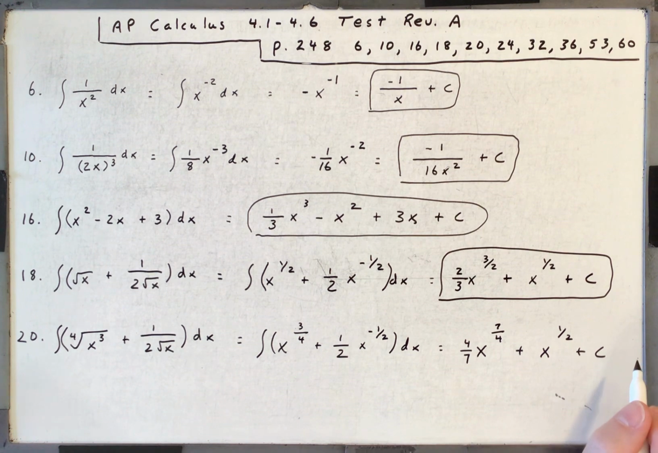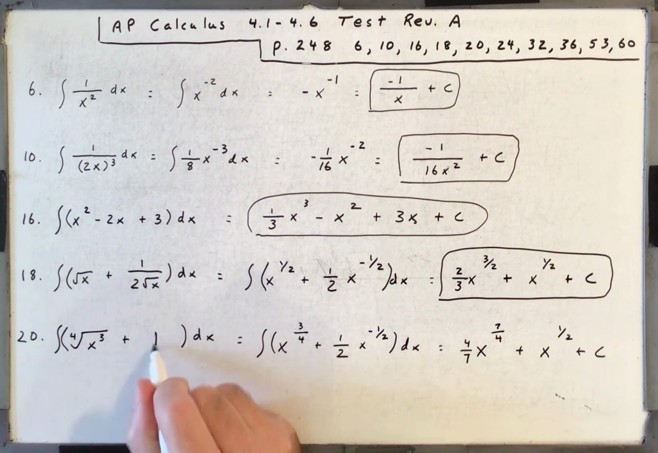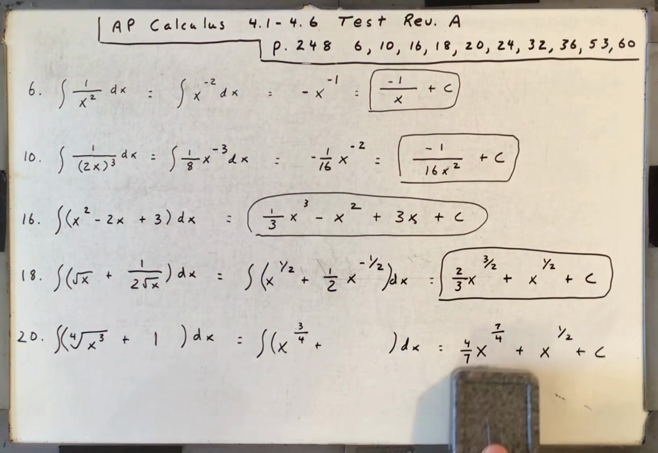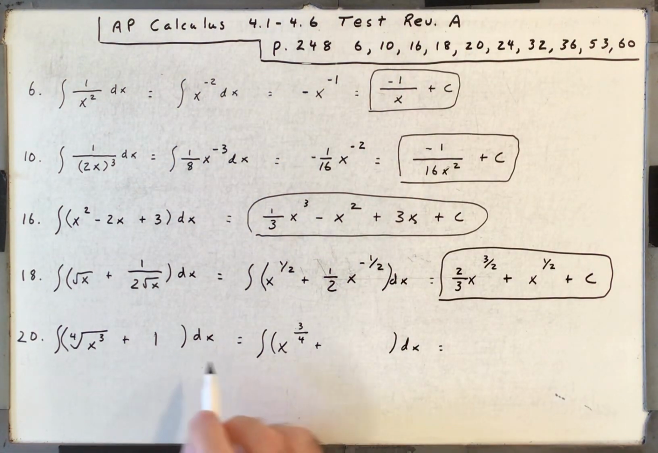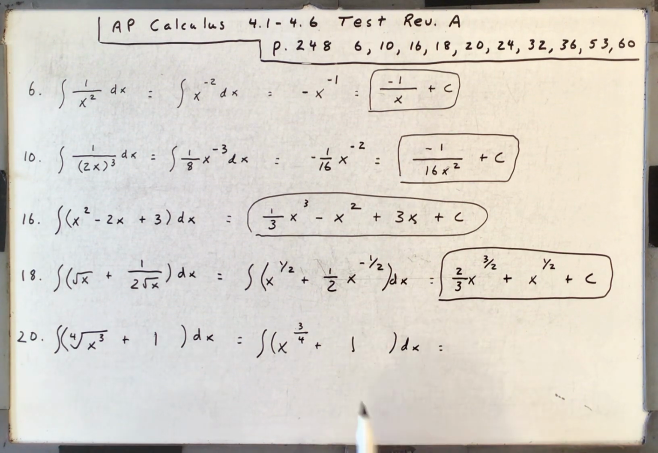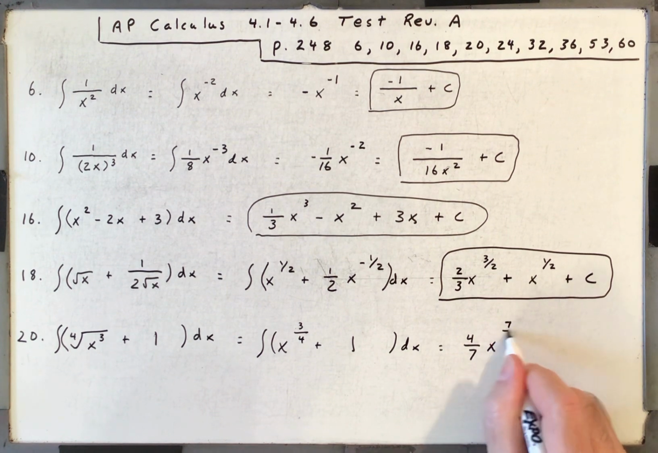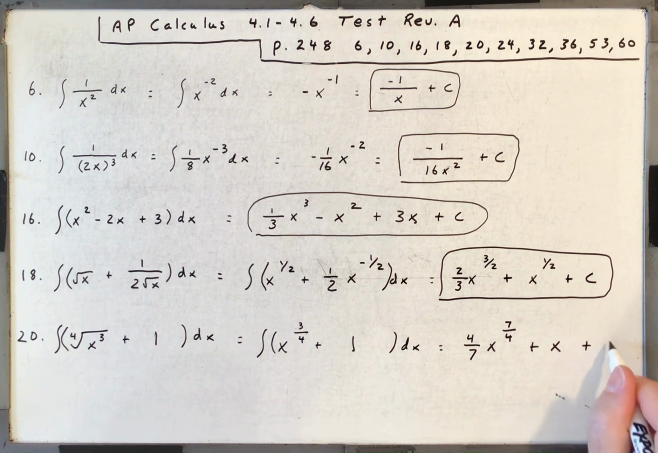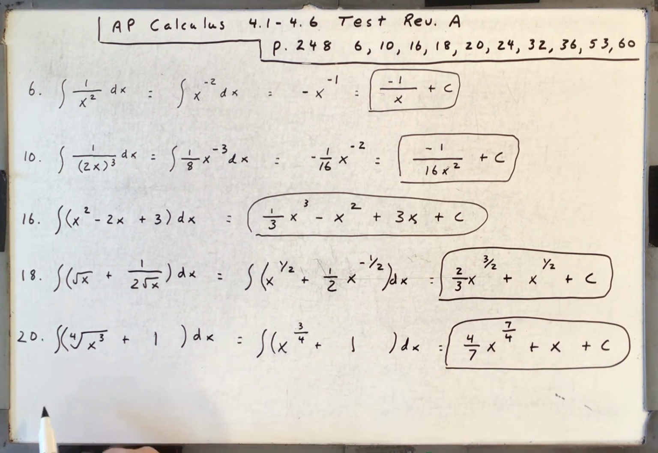Oh, I'm sorry, I looked at the wrong thing there. I looked at 18 on that, so I apologize. So it's just 1 there. I wrote the problem down wrong. Well, if you watched it again, you probably learned something there. So that'd be x to the 3/4 plus 1. So that's still going to be 4/7 x to the 7/4 plus x, right? The antiderivative of 1 is x plus c. All right, so my apologies for that one.